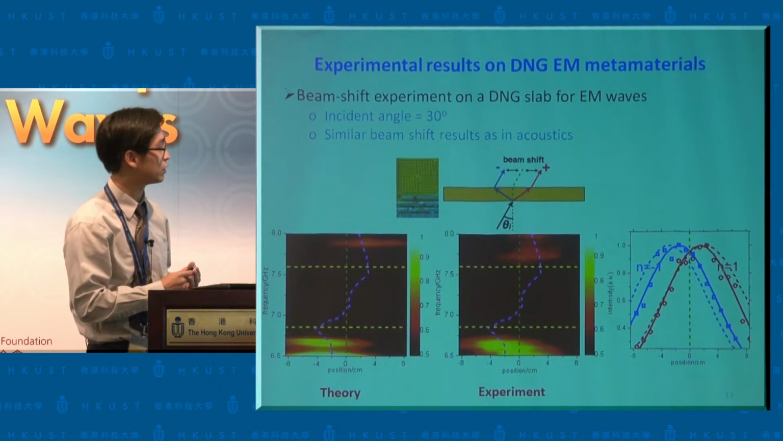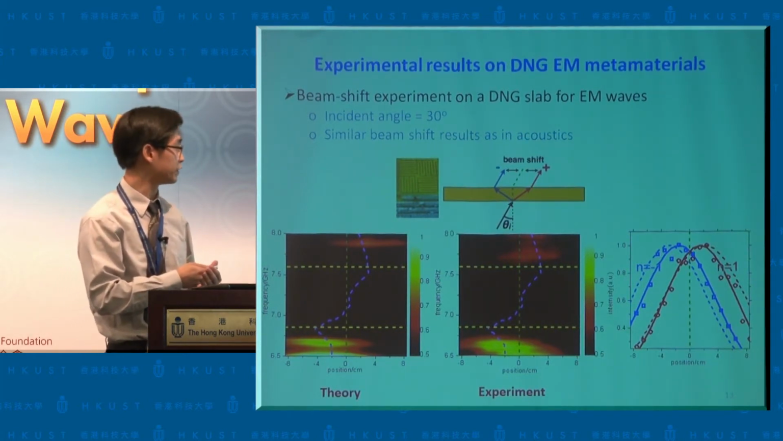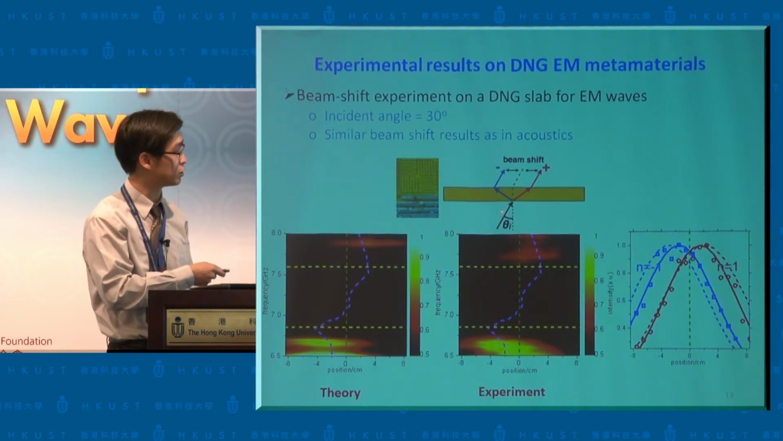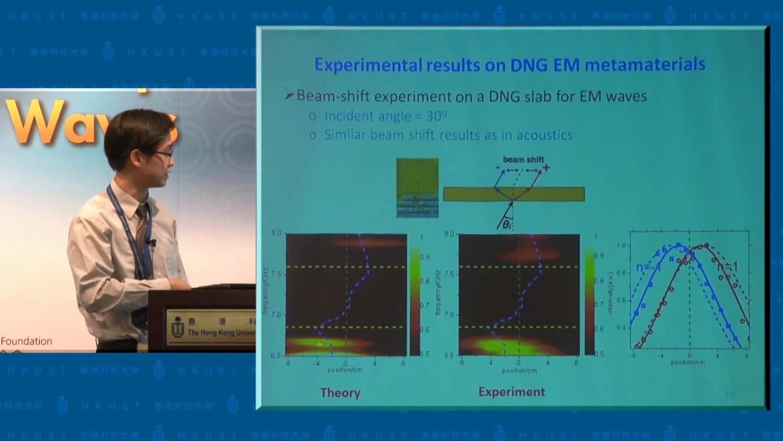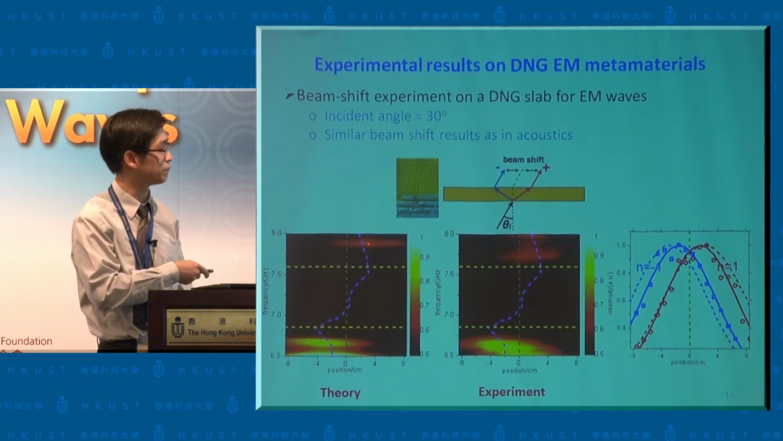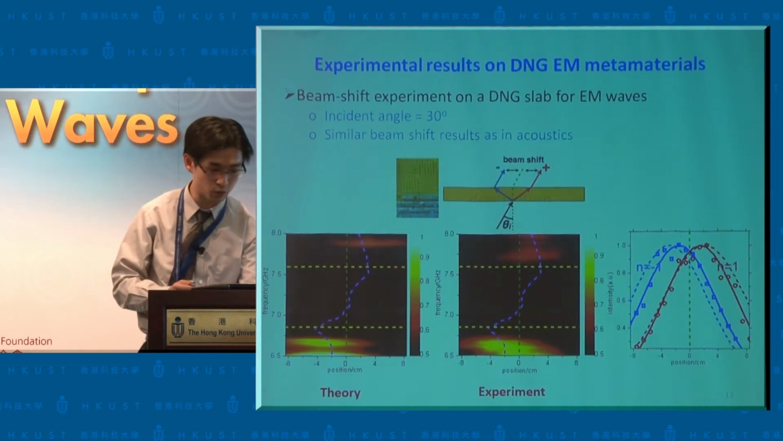Okay, so this is the final result. I want to show you that we also repeat the case for the EM wave with the slab now, and then we measure the beam shift. Again, we can show that we have a negative refraction around this frequency regime predicted by Snell's law, and also we have positive refraction for a positive index. So this is all the results I want to show you today.